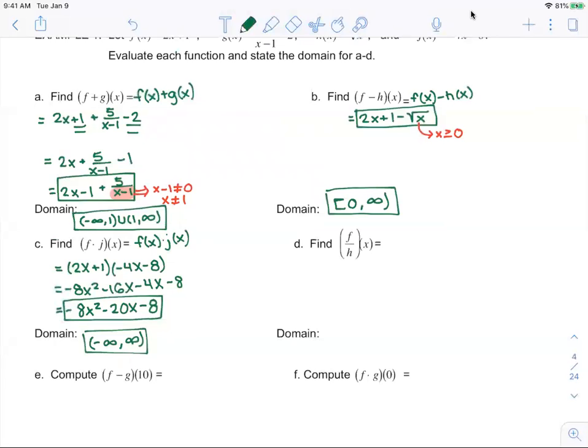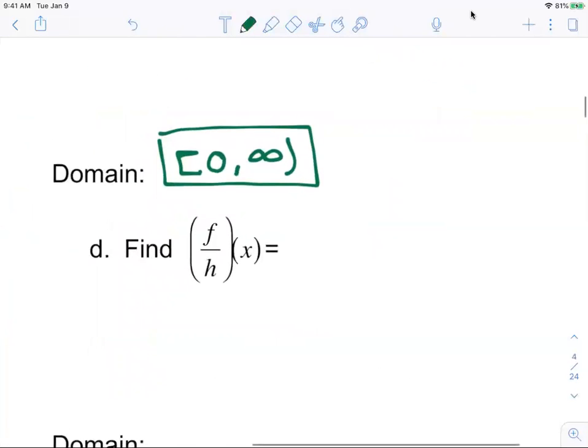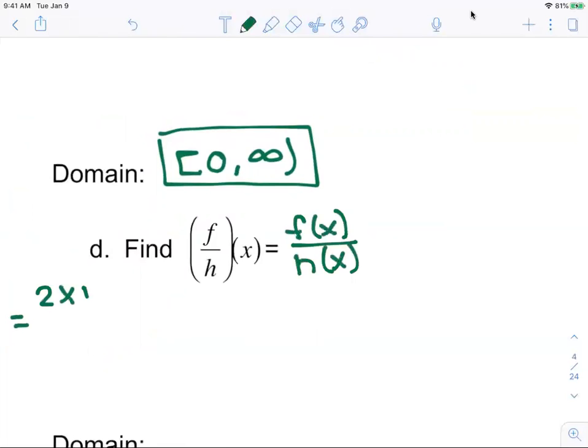All right, the other one we talked about is division. So now we're going to practice a division one. So we're going to do f of x divided by h of x. So f of x in this case is 2x plus 1. Actually, I'm going to move it over because I need a little bit of room. So we have 2x plus 1, and we're dividing it by the square root of x. And we have to simplify.